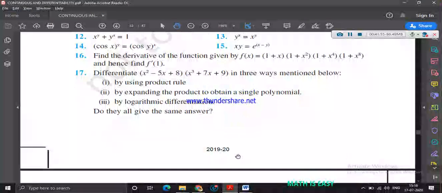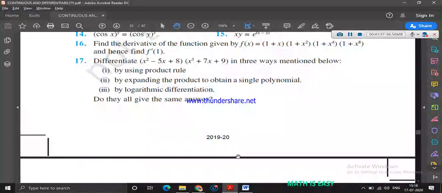Now in question number 16 also you can try in the same way. First you have to find f dash of 1. First you have to find the derivative of this function. Apply the log. So you will get log 1 plus x, plus log 1 plus x square, plus log 1 plus x to the power of 4, plus log 1 plus x to the power of 8. Otherwise you can open up the brackets, multiply all the 4 brackets, then directly do differentiation.